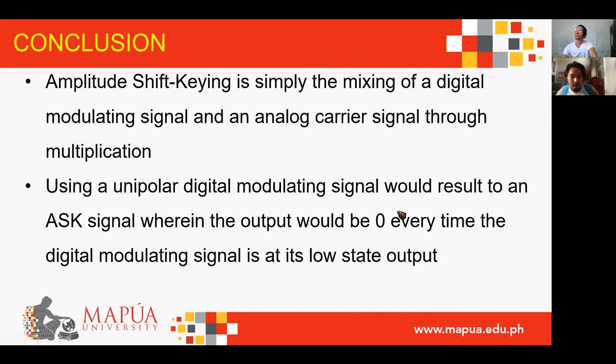Then using a unipolar digital modulating signal would result in an ASK signal wherein the output would be 0 every time the digital modulating signal is at its low state output. Then an analog signal operating at a constant frequency would result in a frequency response wherein a high amplitude output would be at the operating frequency, while the other sidebands will have almost zero amplitude since the signal is just set to operate at a certain frequency. Then a square signal operating at a certain frequency would result in a frequency response wherein even if there are many sidebands, the only significant sidebands would be found at certain points of the frequency spectrum based on the operating frequency set. And that concludes our presentation for this activity.